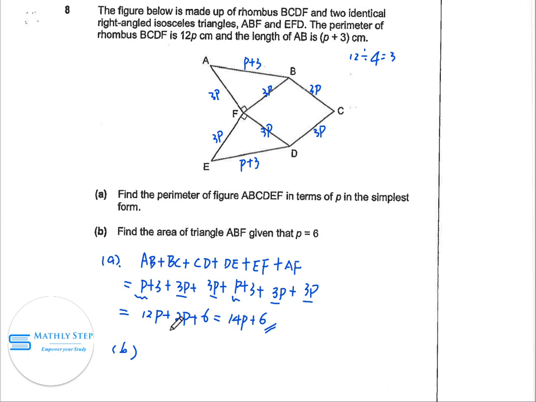For question B, find the area of ABF. So it's a triangle, so it's half of AF times FB, equal to half of AF is 3P, FB is also 3P. So it is half of 3 times 3 equals 9P squared. P is 6, so 6 times 6 is 36. Half of 36 is 18, so it's equal to 9 times 18 equals 162 cm squared.